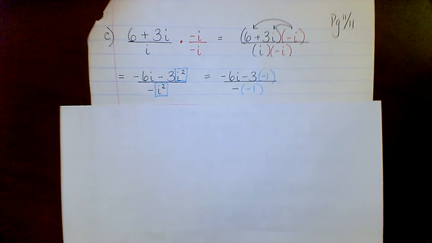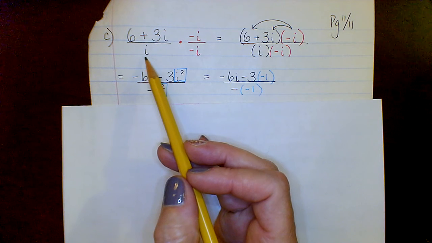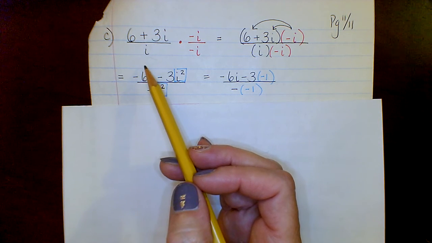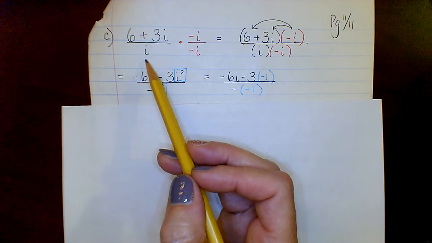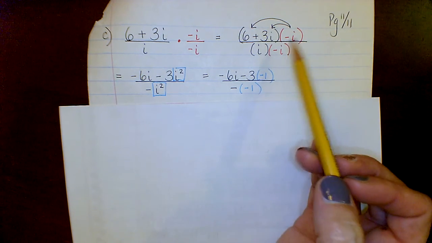6 plus 3i over i. So what's the conjugate of i? Well, the conjugate changes the sign on the imaginary part. The imaginary part is that 1i. Its conjugate is negative i. So I'm going to multiply through.